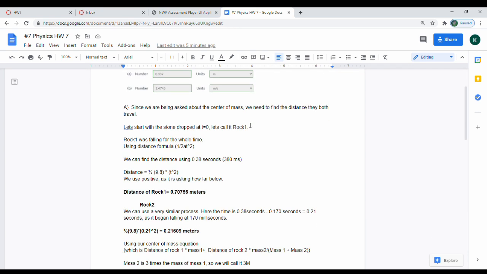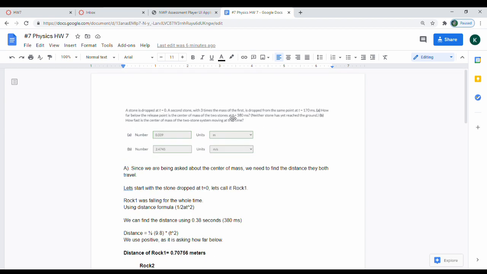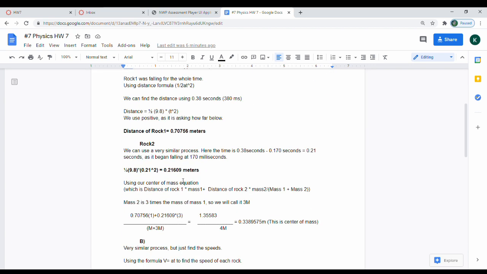Then we use distance equals 1/2 AT squared to figure out how far it goes down. The reason why it's positive is because it says how far below. That's why we use positive. So that's how we find how far the first rock went, and then for the second rock we do the exact same process, except we take the time here minus the time here as our time, and then use 1/2 AT squared to get the distance of the second rock.